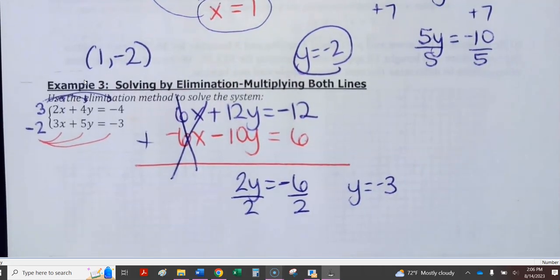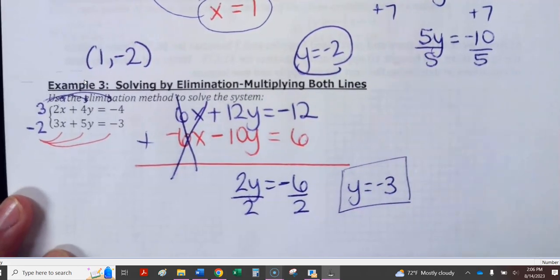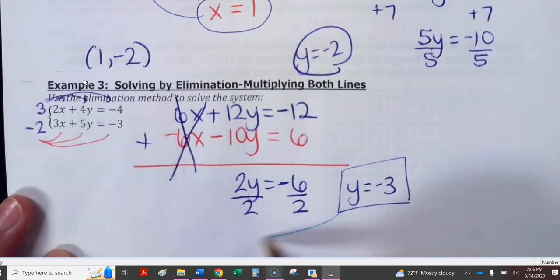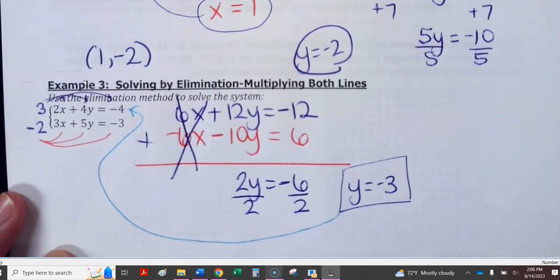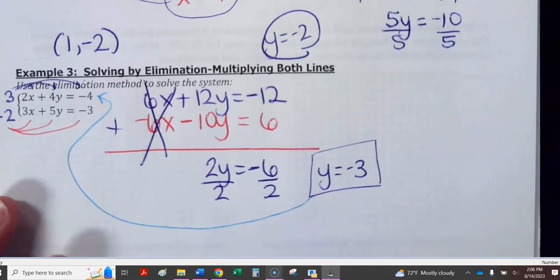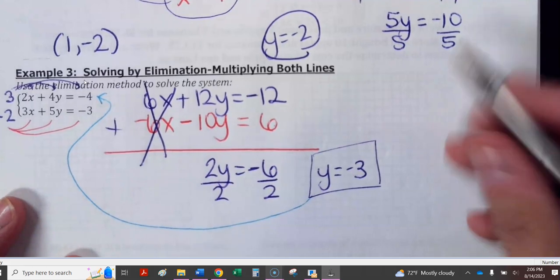Now, you have 4 different options for where you can plug this back in to get x. You can pick any of them. I usually pick one of the equations. I'm just going to use the very first one in the original system, just because usually the numbers are smaller to work with. Just make sure you plug it in for the correct variable. We found y, so make sure you plug it in for y.